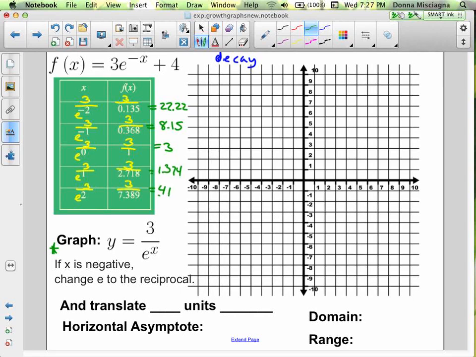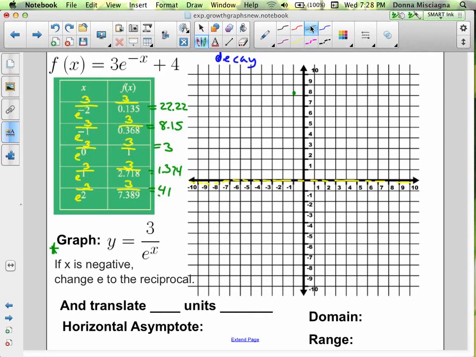All right, so we're completely skipping that first value. But -1 was 8.15. So notice decay, we're headed back to the asymptote. And speaking of asymptotes, let's graph that in there. All right, now let's continue.